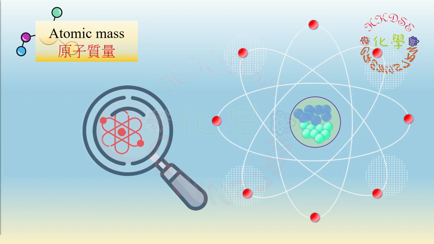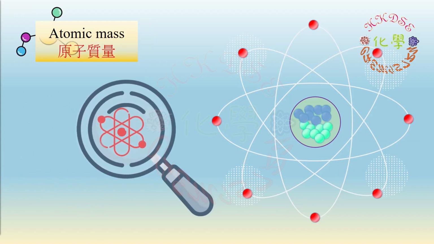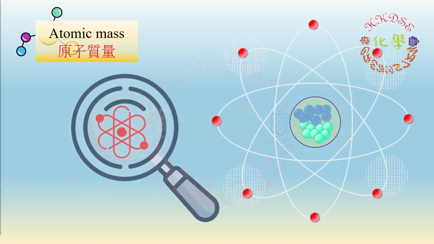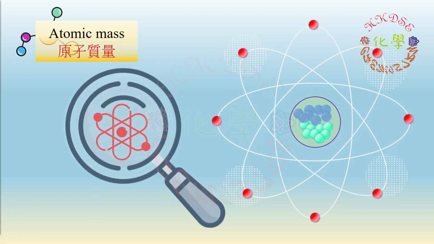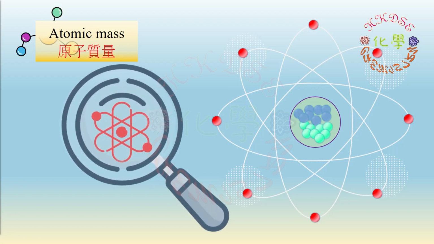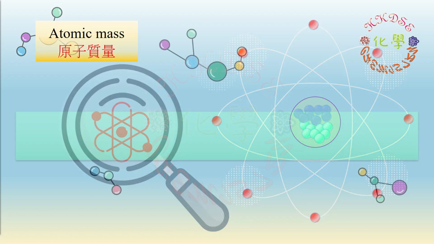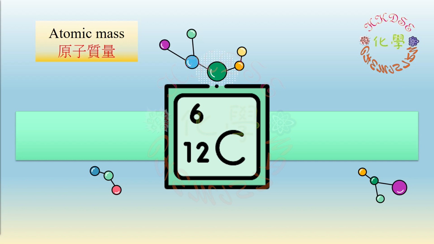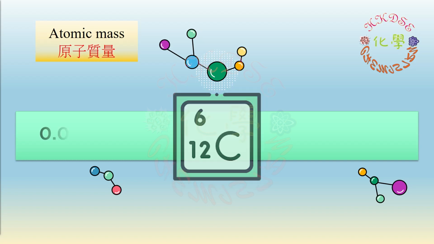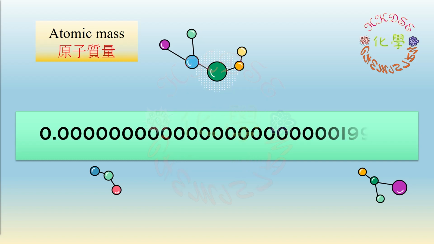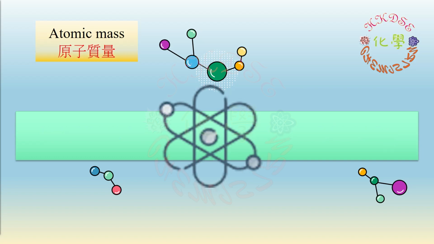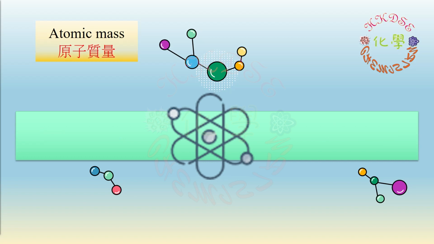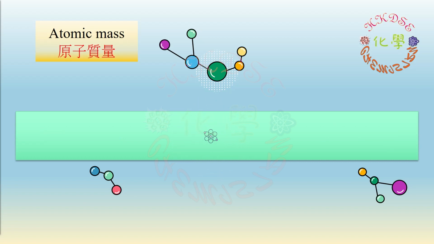Atoms are so small and light that ordinary units, such as kilogram or gram, are unsuitable. This is exactly how we estimate the atomic mass of an atom, since we cannot directly calculate the mass of an atom. For example, one carbon atom has a mass of 1.992 times 10 power minus 23 gram, so an atom is tiny and light. Scientists found a simpler way to calculate the mass of an atom.